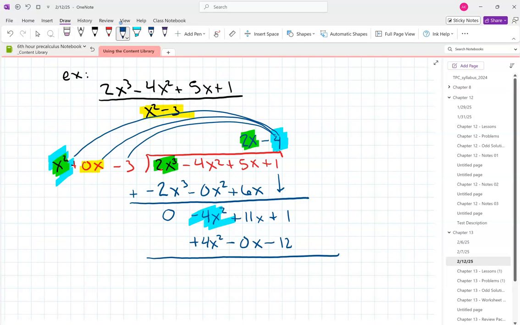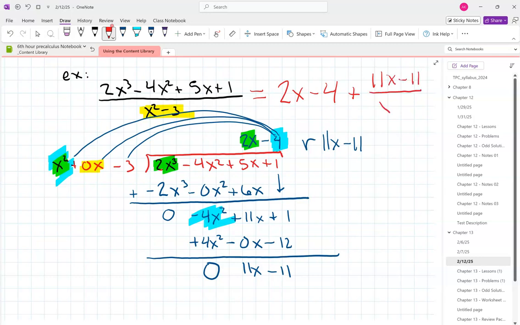Negative 4x squared plus 4x squared gives me 0. 11x minus 0x is still 11x. And 1 minus 12 is negative 11. So that's my remainder. So we'd write as our final answer to this problem, we'd say that this is equal to 2x minus 4, that's the quotient, plus my remainder over my divisor.